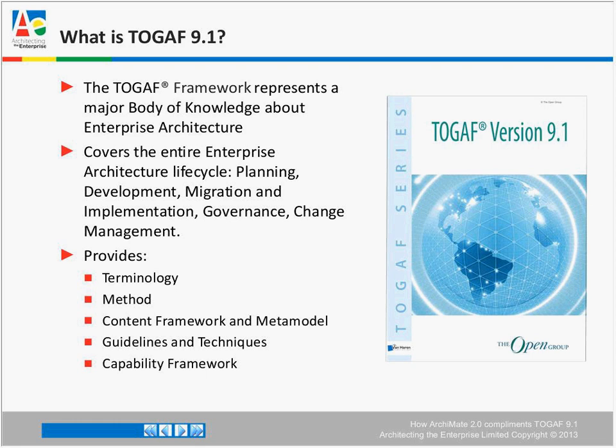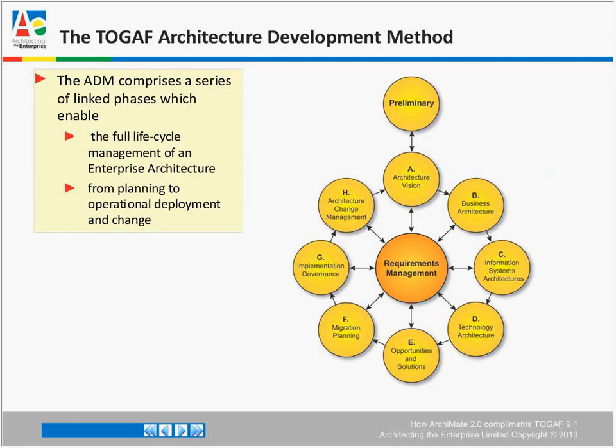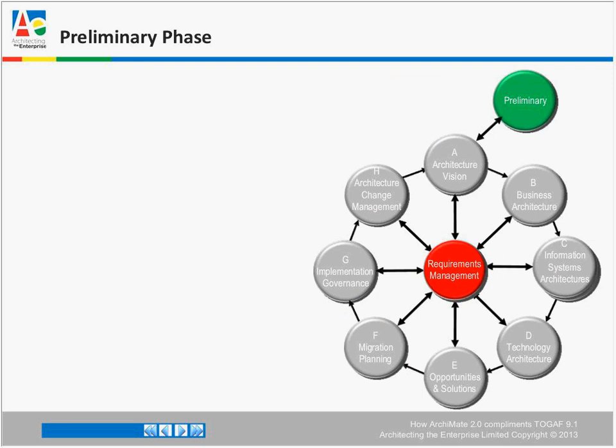So the TOGAF framework represents a major body of knowledge about enterprise architecture. It covers the entire enterprise architecture life cycle, from planning through development, implementation and migration. It covers governance and change management and so on. So this is an overall framework for undertaking and managing an enterprise architecture. And it's isolated in the TOGAF architecture development method, the ADM, which I'm sure you'll be familiar with.